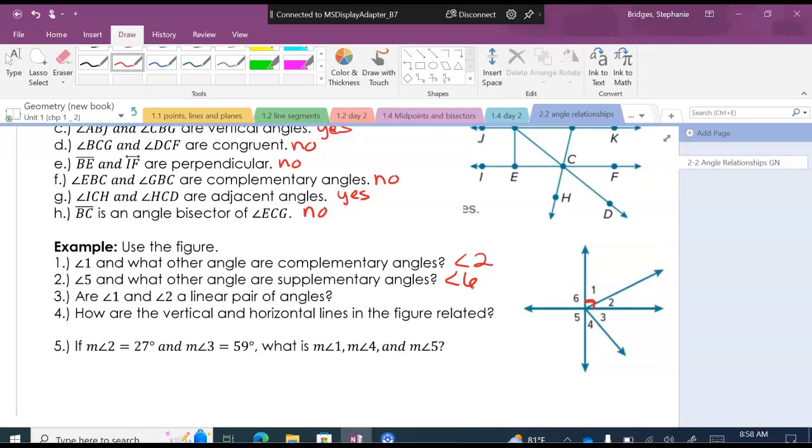All right, next, are angle 1 and angle 2 a linear pair? Linear pair has to be adjacent and form a straight line. Are angle 1 and angle 2 adjacent, first of all? Yes, they are, right? They're next to each other. But do they form a straight line together? No, they do not. So they are not a linear pair.